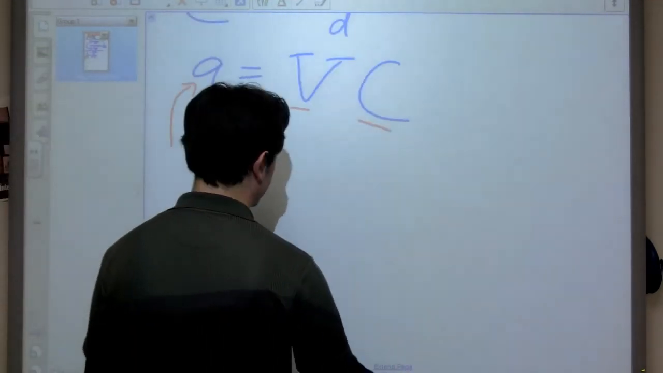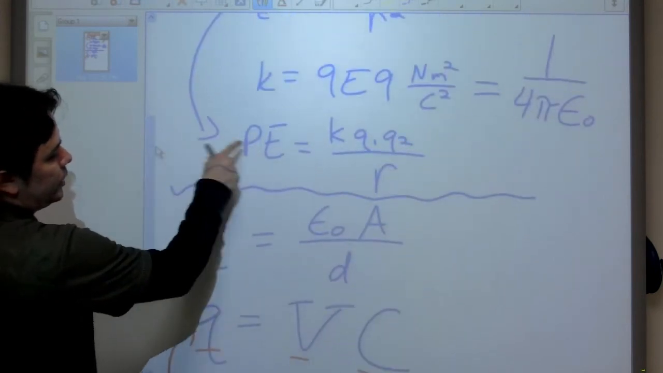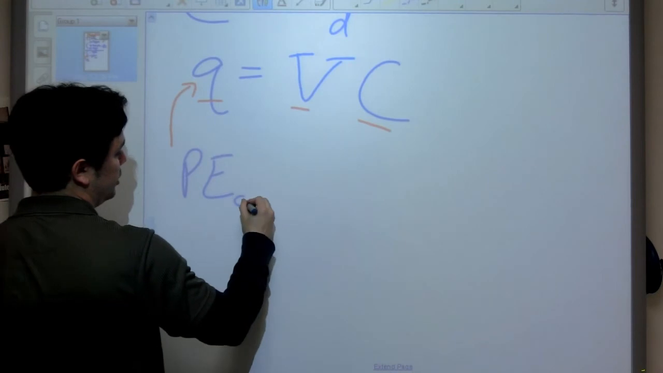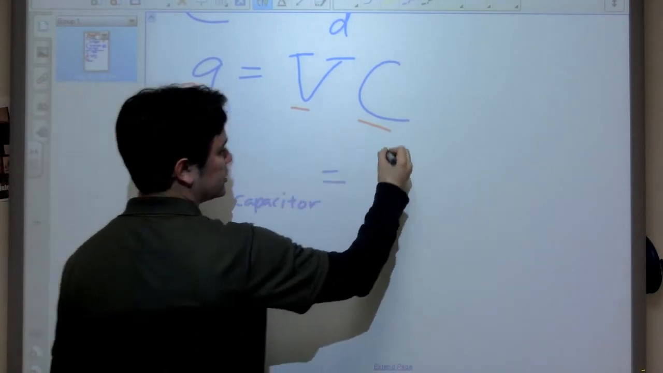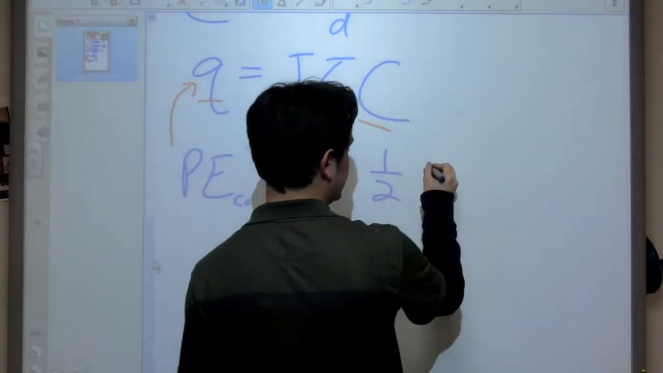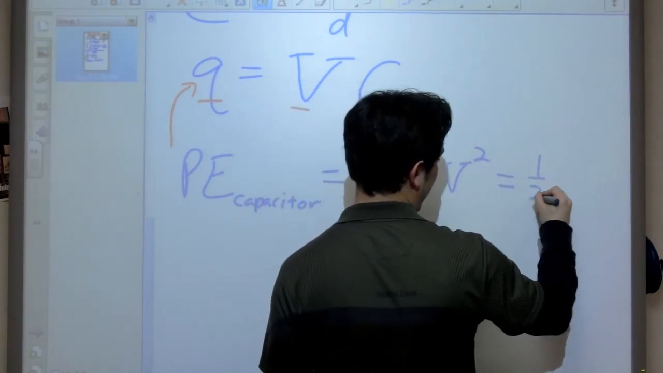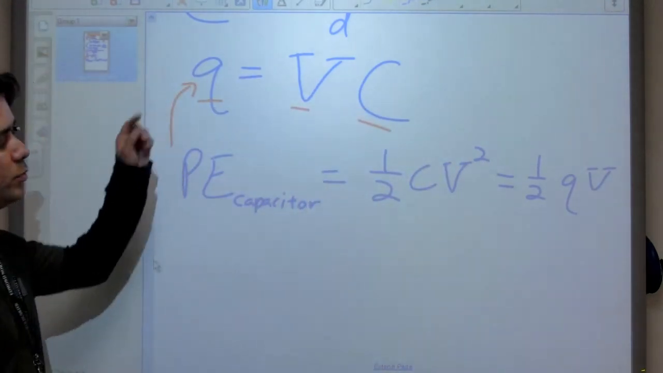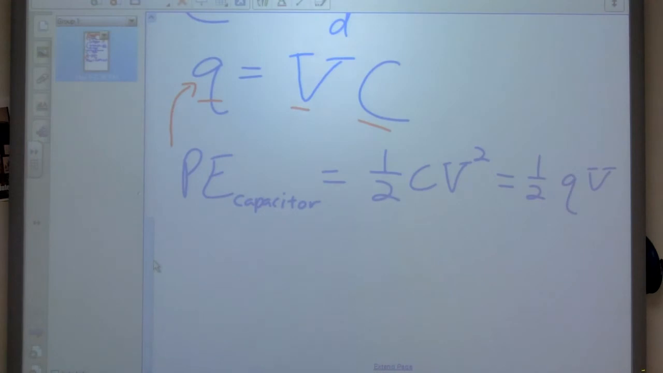The final thing, and some people were confusing this with the potential energy back up here. The potential energy specifically for a capacitor, this is only for a capacitor, equals 1/2 CV squared, which also equals 1/2 QV by doing a replacement with this guy. Okay? So those are capacitors.